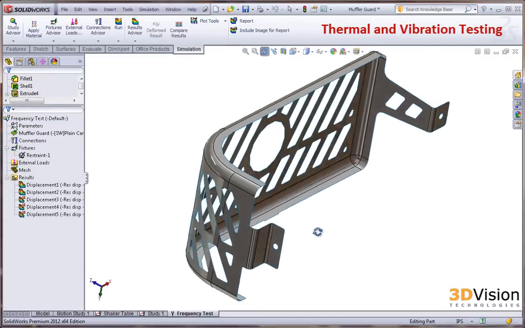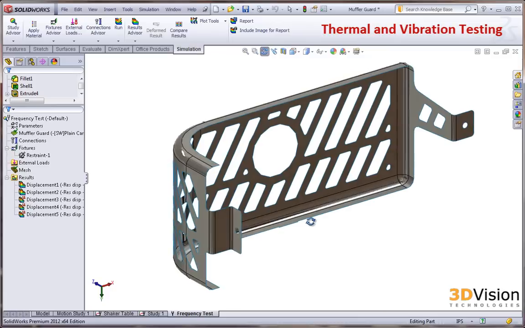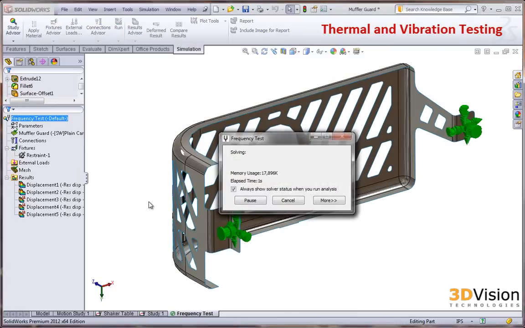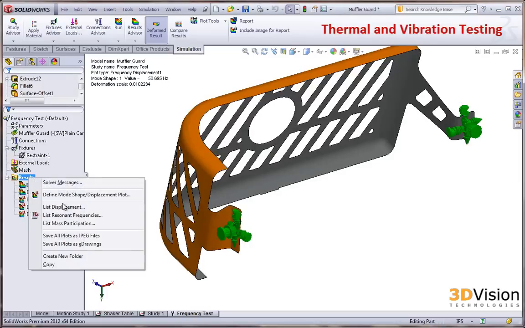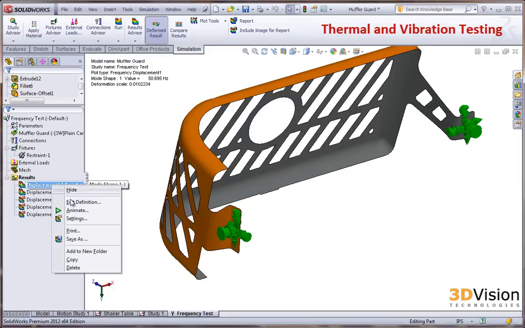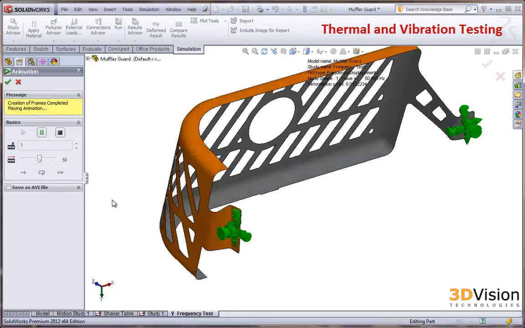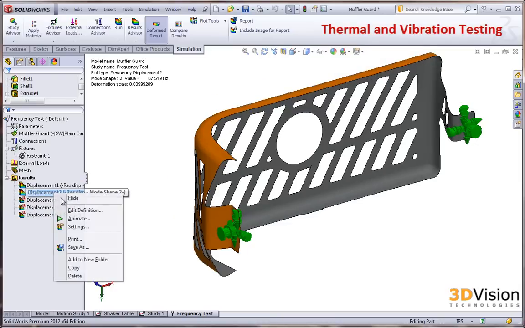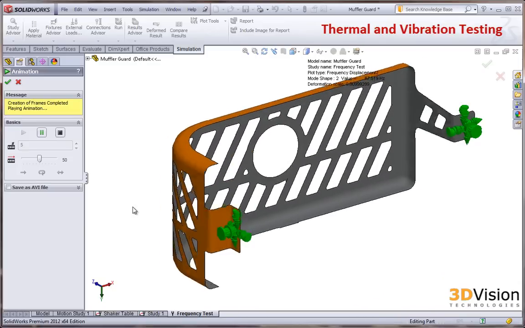Take a look at this lawnmower muffler guard designed to be mounted at 2 different locations. A typical lawnmower operates at about 3000 RPM or approximately 50 Hz. When we run a vibration study on this model, it becomes apparent that at least 2 natural frequencies of this design lie in the vicinity of 50 Hz. This is not good for the design, since such resonant frequencies will induce higher stresses and deflections and contribute to noise and early failure.